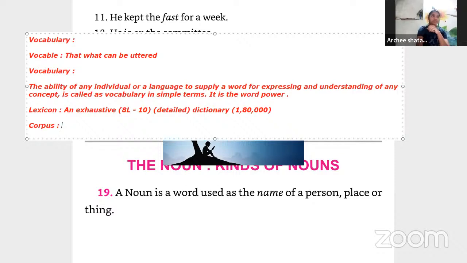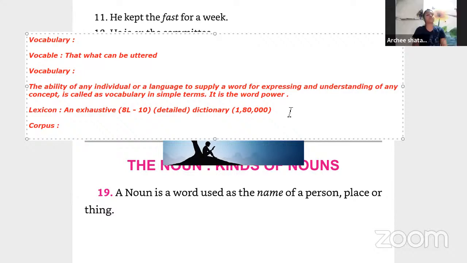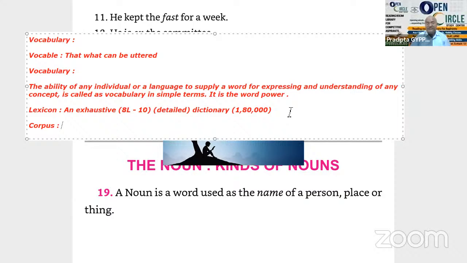What is a corpus? Corpus is a compilation of all the words, phrases, idioms found in any language. Sashwati, what do you mean by compilation? Compilation means writing together, putting together. Okay?